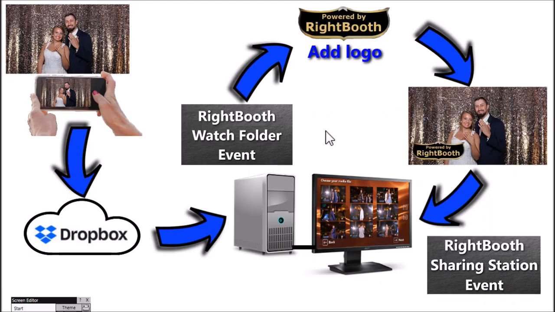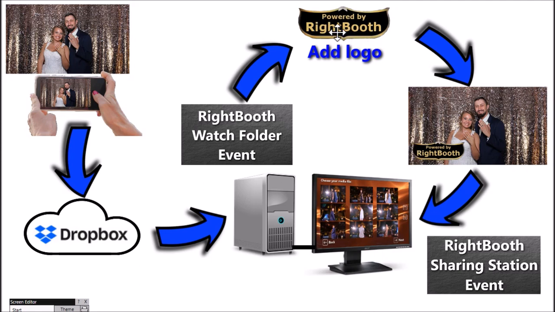Hi, so I've been asked by a Rightbooth user about a very specific use case where people are at an event with their mobile phones wandering around taking photos. What they would like is for all photos to arrive at a computer where Rightbooth is running. Rightbooth will then take each photo in turn, add a logo to it, and then automatically pass that photo on to a Rightbooth sharing station event where the guests can then browse and print and email photos. So it is possible for Rightbooth to do that.